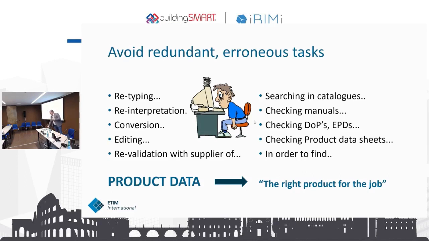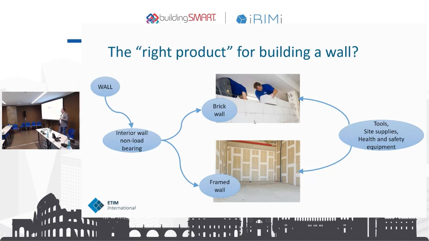And you think, well, that's easy. But if you look at it from your perspective, you want to build a wall. How many ways are there to build a wall? And then what kind of wall do you want? Something for outside that doesn't need to carry a structure, or is it just an interior wall, non-load bearing? And there still are many choices. You can use bricks, or you can use a framing with a construction board. And in the process, you also need tools and site supplies, health and safety equipment.